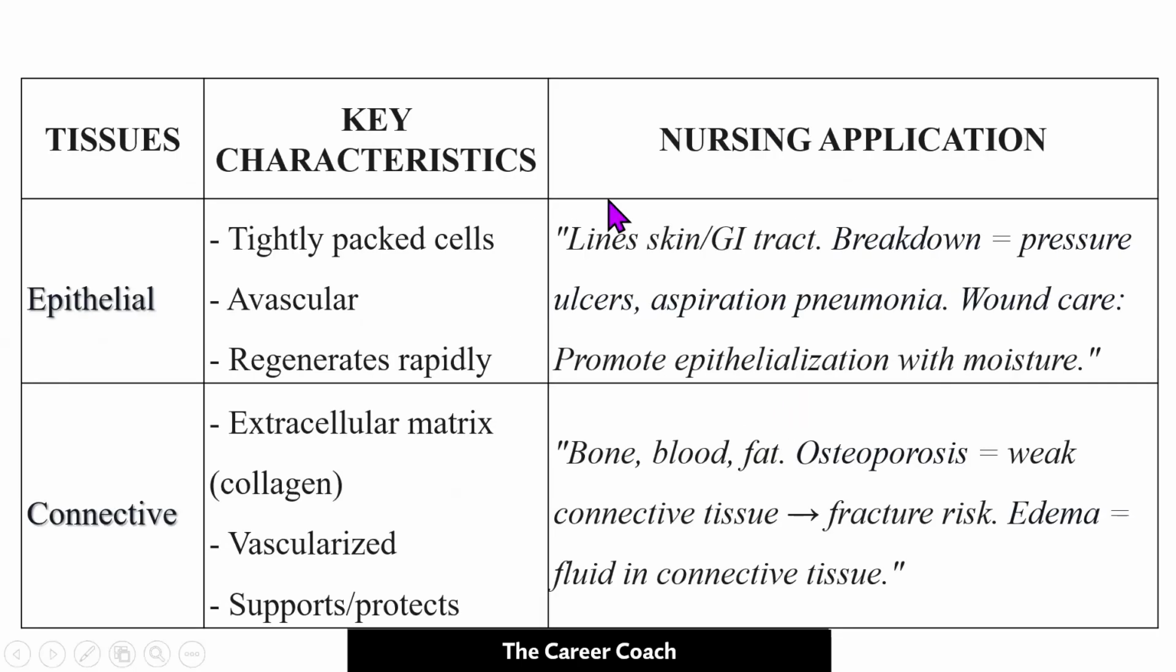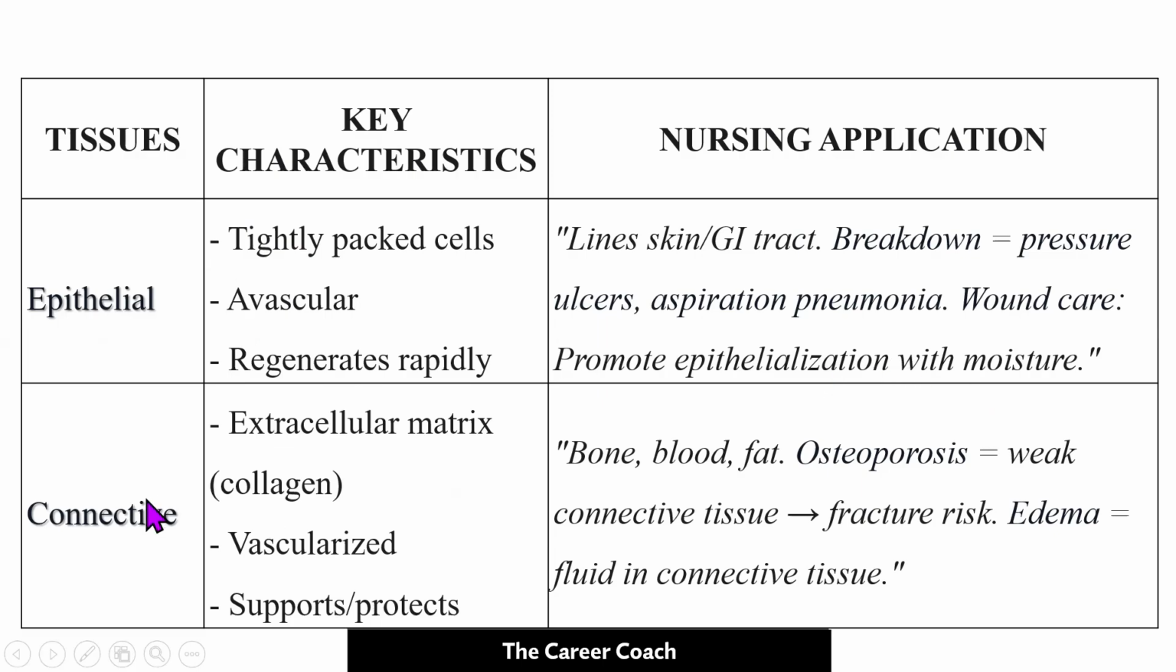So we want to look at the nursing application of these tissues. Epithelial tissues, the characteristics are as follows. It's tightly packed, is avascular, which means it has no blood vessels. It regenerates rapidly. Nursing application, it lines skin and gastrointestinal tract. If there is a breakdown, it will lead to pressure ulcers and aspiration pneumonia. There is need for wound care. Wound care will promote epithelialization with moisture.